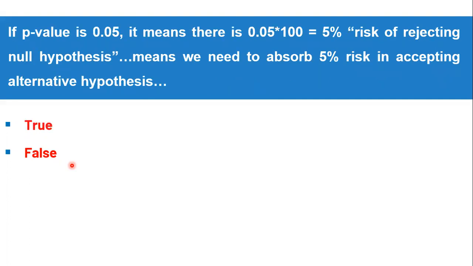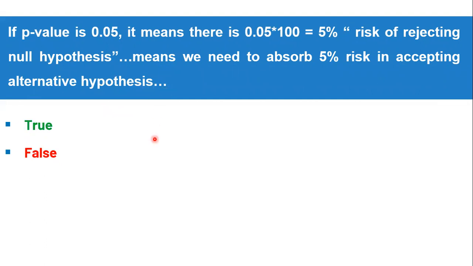Next question, if p-value is 0.05, it means there is 0.05 into 100, equal to 5% of the risk of rejecting the null hypothesis. It means we need to absorb 5% of the risk in accepting the alternative hypothesis. True or false? The answer is absolutely true. On that note, let's go to the next question.